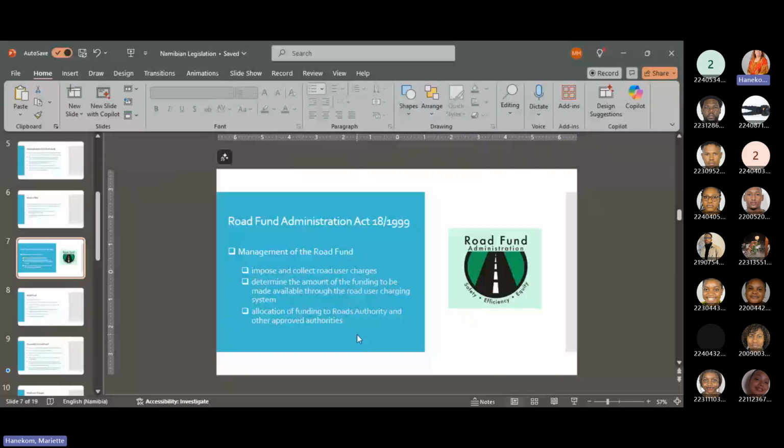How do they do this? What does this entail? Management of the Road Fund entails imposing and collecting road user charges, determining the amount of funding to be made available through the road user charging system, and the allocation of these funds. So they collect the money, they see how much is available, and they allocate these funds to the Roads Authority and other approved authorities, including the MVA fund, the Motor Vehicle Accident Fund.